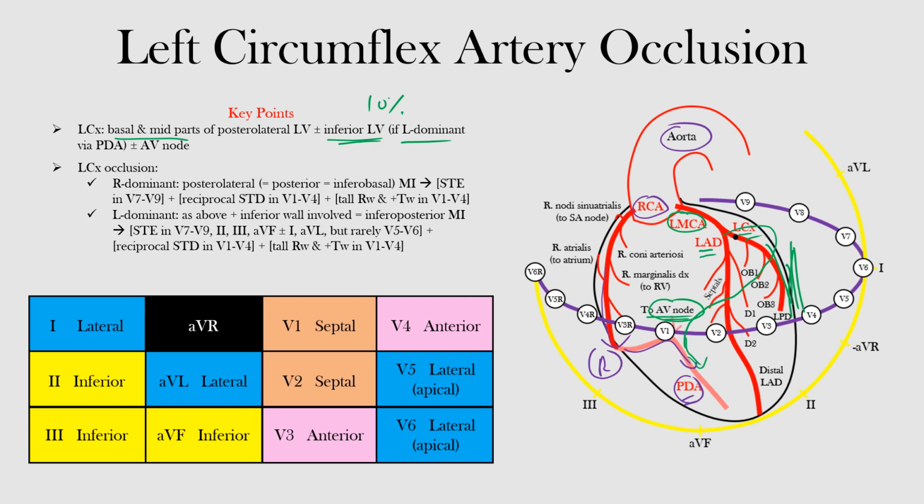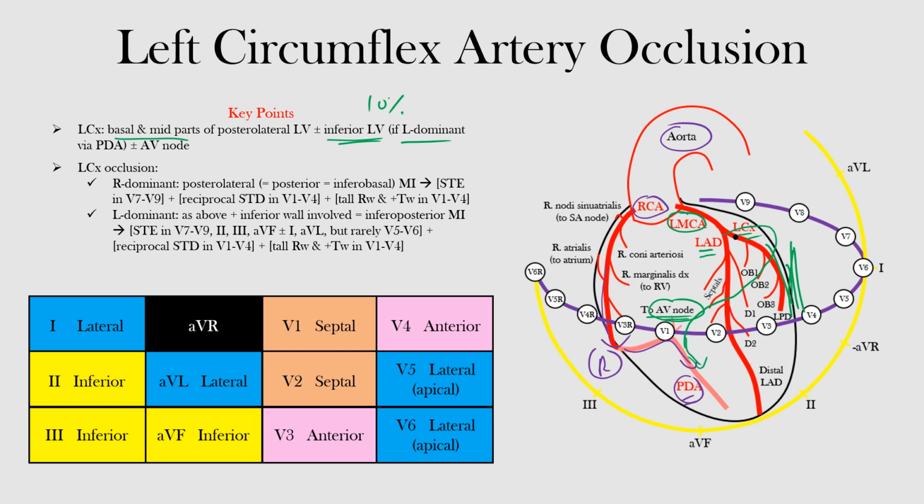Okay, so let's look at what happens if we have an occlusion of the left circumflex artery. If the left circumflex artery only supplies the posterolateral wall in most individuals, occlusion will result in posterolateral MI. This is also referred to as a posterior or infrabasal MI. On the EKG, we can see similar changes to a posterior MI due to occlusion of the right coronary artery. We will see ST elevation in the posterior leads, V7, V8, and V9, along with reciprocal ST depression in leads V1 through V3, and sometimes even V4. These leads with reciprocal changes will also have tall R waves and positive T waves.